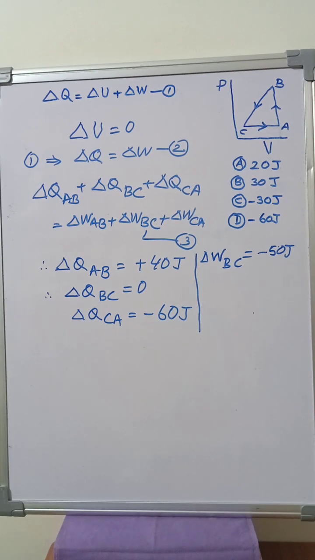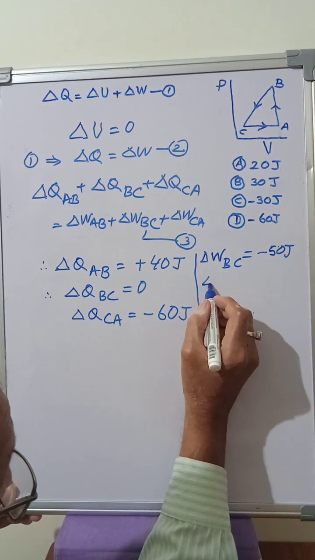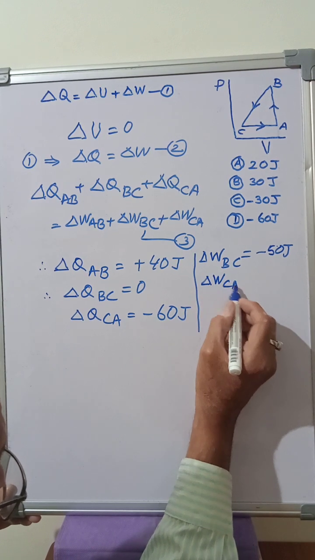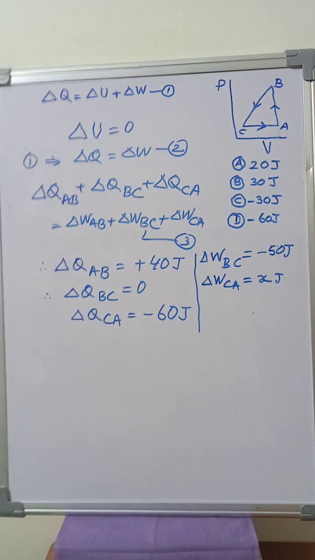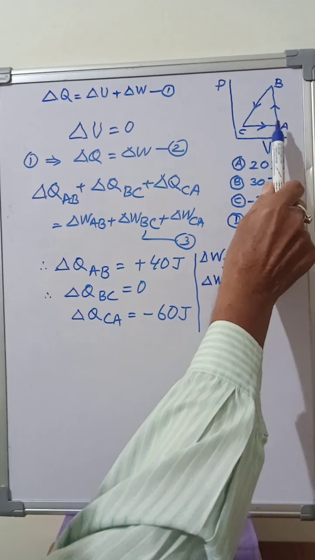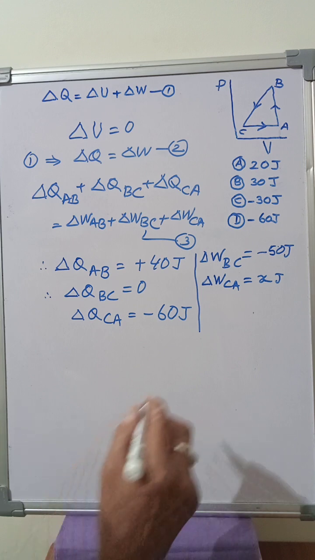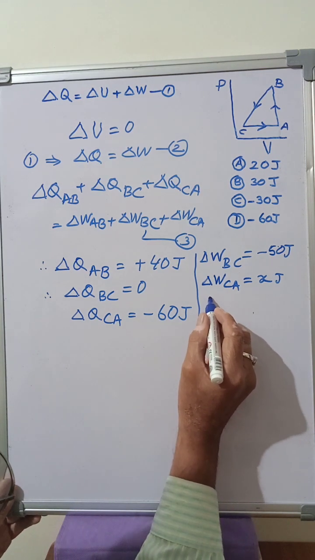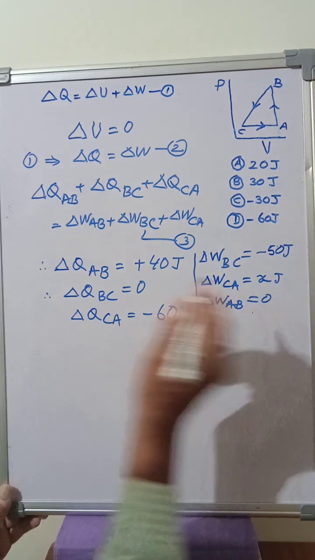We are required to find the work done by the gas during the process CA. So we'll assume that delta W CA is equal to X joules. And volume is constant during the process AB. Therefore, there is no work done during the process AB. So we can write delta W AB is equal to 0.